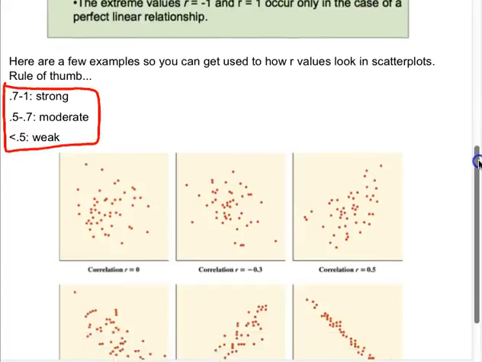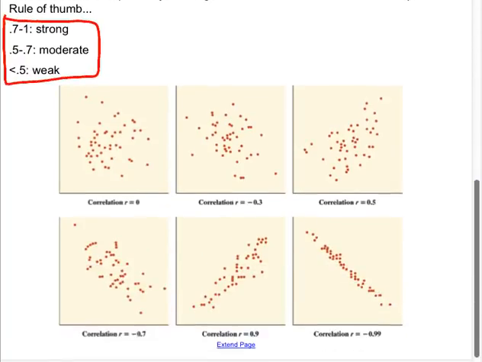Now, just to give you kind of an idea of what we're talking about, these are some examples of correlation, okay? So notice this first one right here. There is no relationship. You're not seeing any discernible pattern, so it has an R of 0.